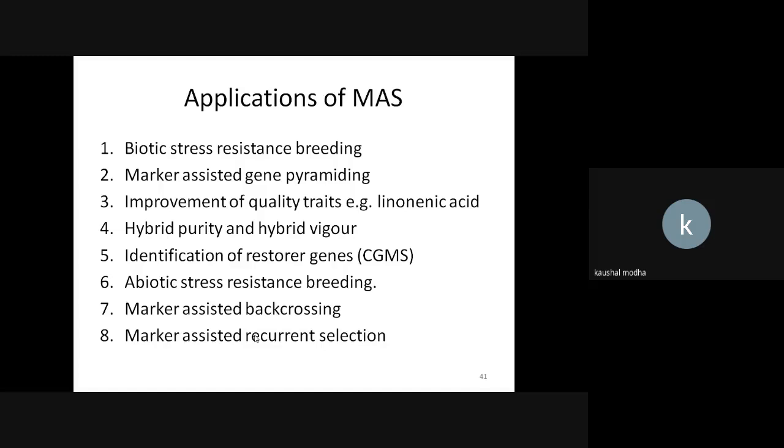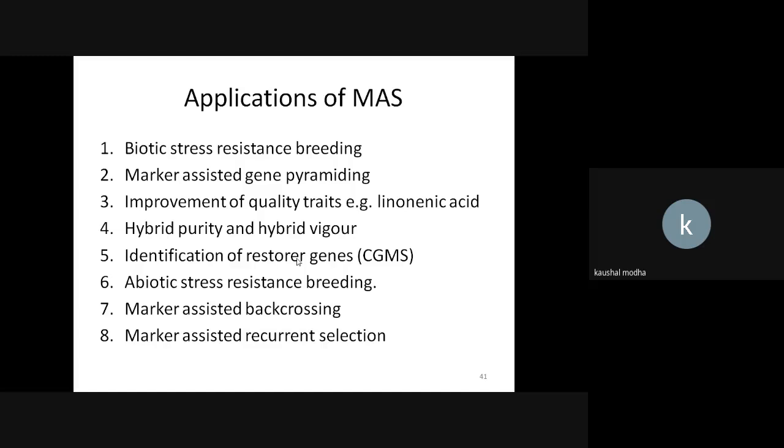Molecular markers can be utilized in many ways, like here for identification of restorers. Suppose to identify the restorer, the conventional technique is you cross all the genotypes with your CMS lines and you evaluate hybrids. Suppose you have 400 germplasm lines, then to identify the restorer you have to cross all these 400 with your CMS lines. So there will be 400 hybrids.